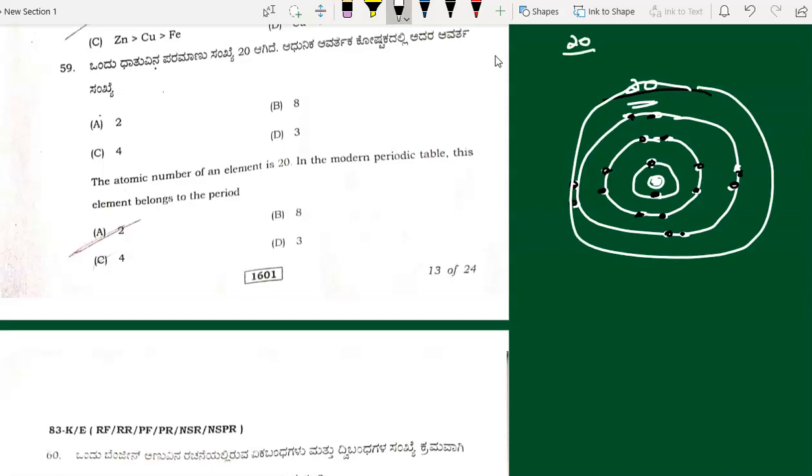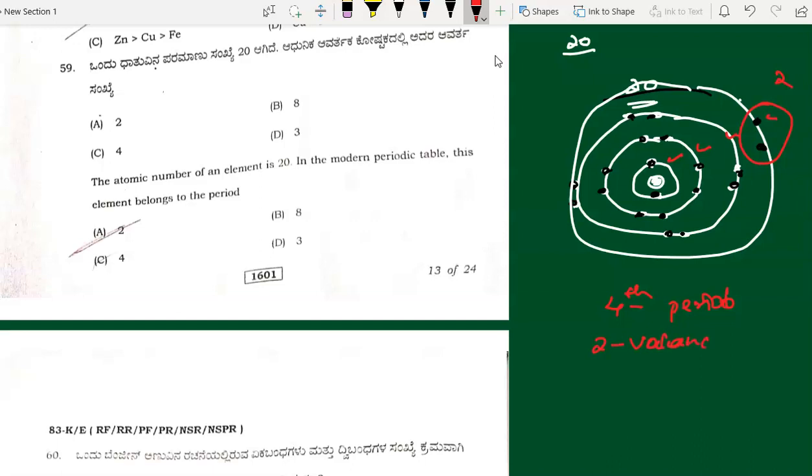Their atomic number is 20. So 2 plus 8, 10 plus 8, 18. That means in the outer shell we have 2 electrons. And if you see here, the number of shells: we have 1, 2, 3 and 4. 4 shells means it belongs to the fourth period. And the number of valence electrons is 2.